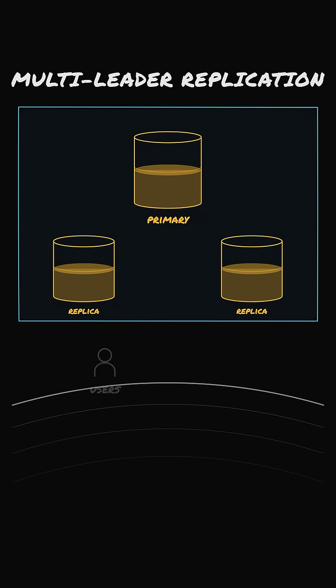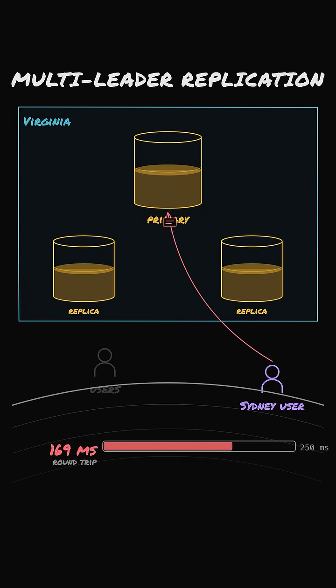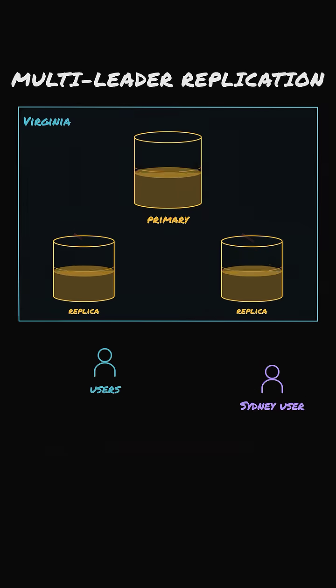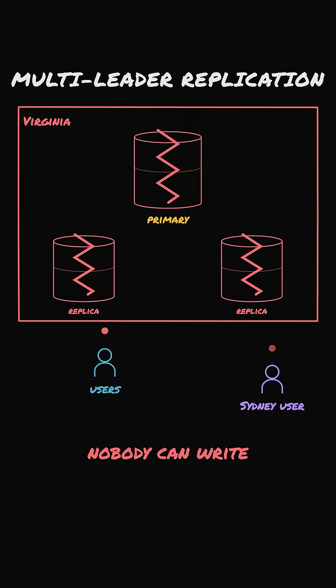If your primary database is sitting in Virginia and some of the users are located in Sydney, then every write to the database from Sydney is a 200 millisecond round trip across the planet. And if that Virginia region goes down, nobody can write anything at all.